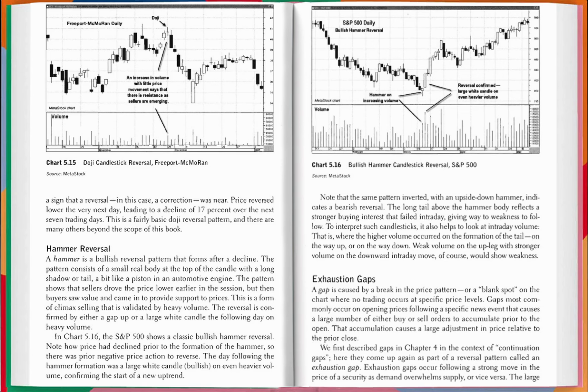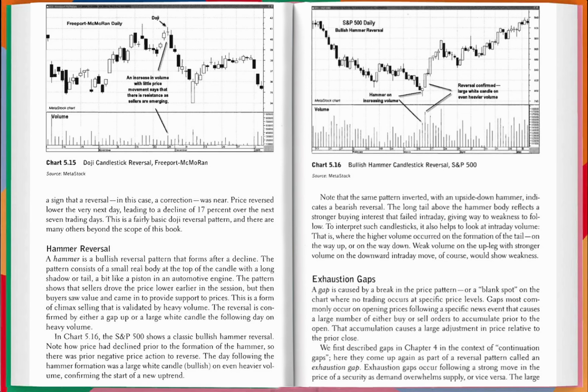The long tail above the hammer body reflects a stronger buying interest that failed intraday, giving way to weakness to follow. To interpret such candlesticks, it also helps to look at intraday volume, that is, where the higher volume occurred: on the formation of the tail on the way up or on the way down. Weak volume on the up leg with stronger volume on the downward intraday move, of course, would show weakness.